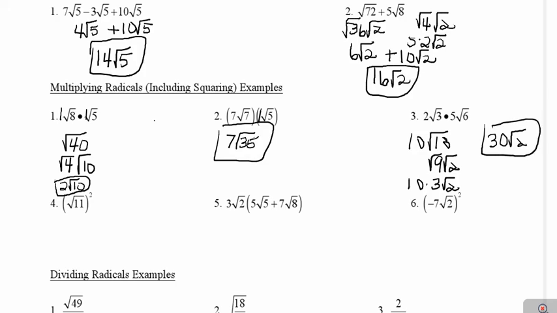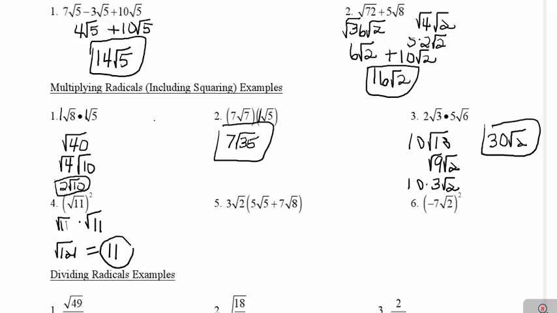Now anytime you see a radical squared, I just want you to write it twice. So I have the square root of 11 squared. That's the same thing as the square root of 11 times the square root of 11. And now we're going to go ahead and multiply it just like we did the other ones. So I would get then the square root of 121. 121 actually is a perfect square number, and that's just equal to 11.